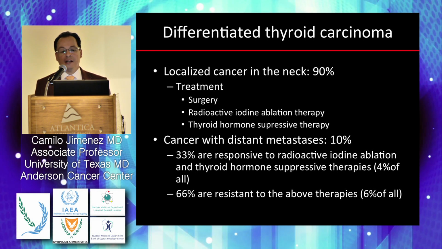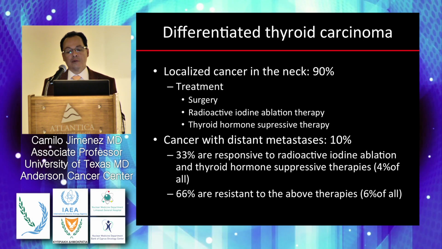As we have described, differentiated thyroid carcinoma from an anatomical perspective could be classified into different groups: localized cancer in the neck and cancer with distant metastases. The localized cancer in the neck represents maybe 90% of cases, and this is cancer that is usually treated with surgery, radioactive iodine ablation therapy, and thyroid hormone suppressive therapy, and for the most part, these patients exhibit an excellent prognosis. Patients with cancer with distant metastases represent approximately 10% of cases.